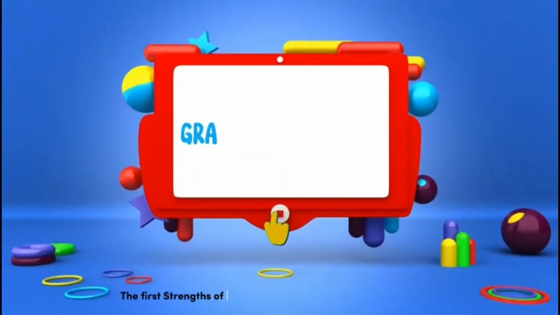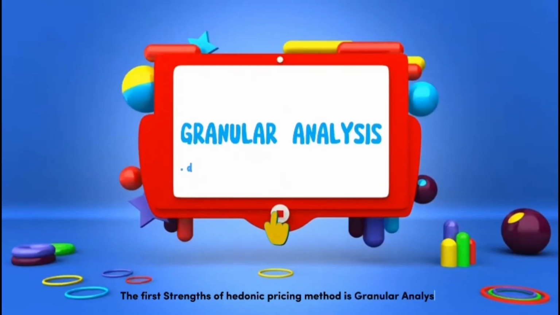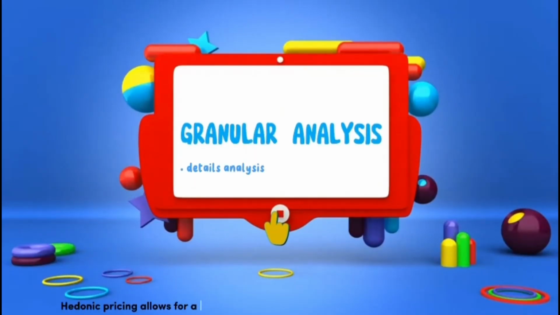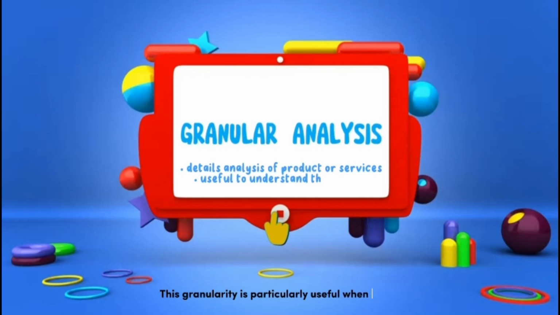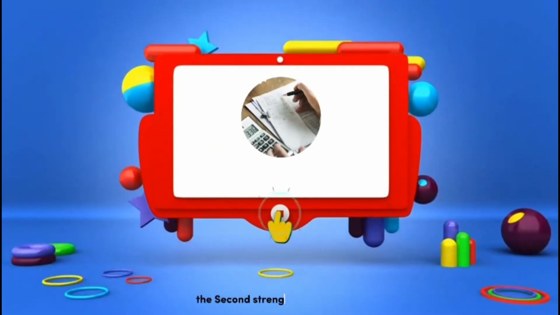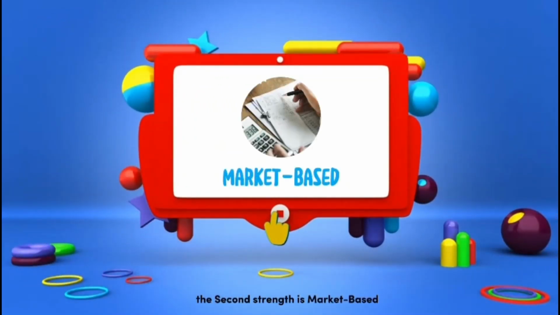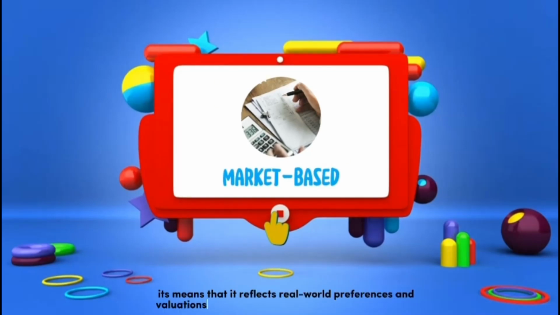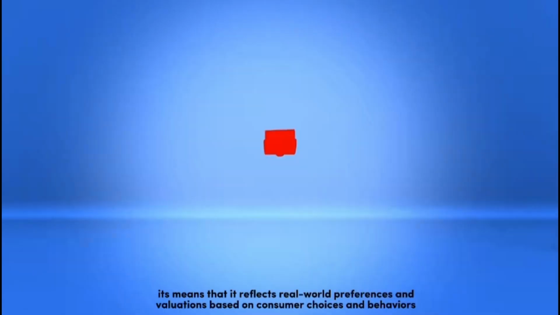The first strength of the hedonic pricing method is granular analysis. Hedonic pricing allows for a detailed analysis of the various attributes of a product or service. This granularity is particularly useful when trying to understand what factors contribute most to its overall value. The second strength is market-based. This method relies on actual market transactions and prices. It means that it reflects real-world preferences and valuation based on consumer choice and behavior.